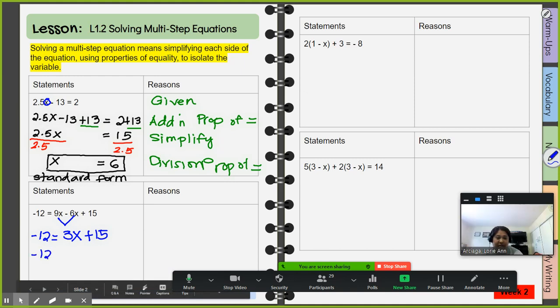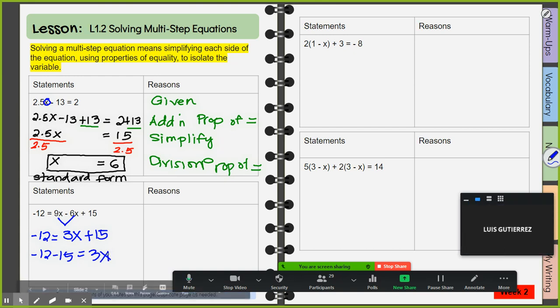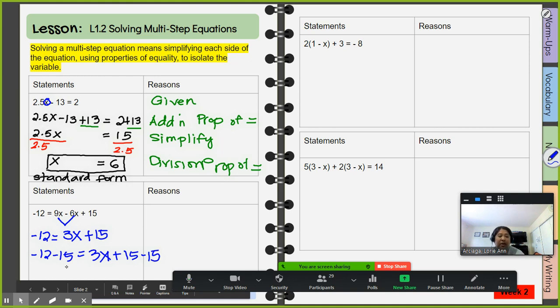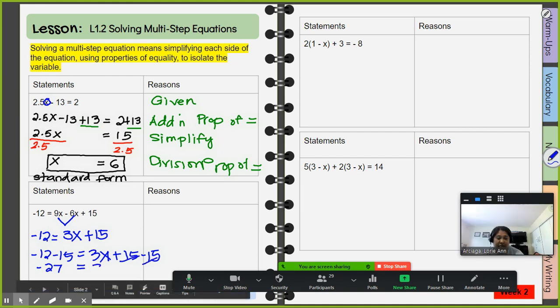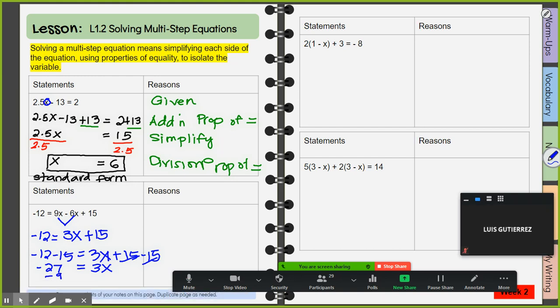That's cool. So you said you converted 15 to negative. I will say you subtracted 15 from both sides. Is that what you were thinking? Okay. So you subtracted 15 from both sides. And then you said you got negative 27, am I right? So you canceled this and you just brought down 3x. And what was your answer? Negative 9. When you divided both sides by 3, you got negative 9.